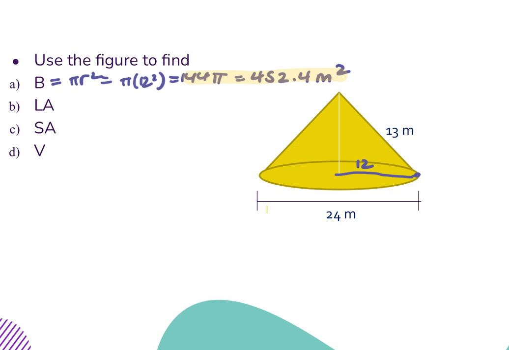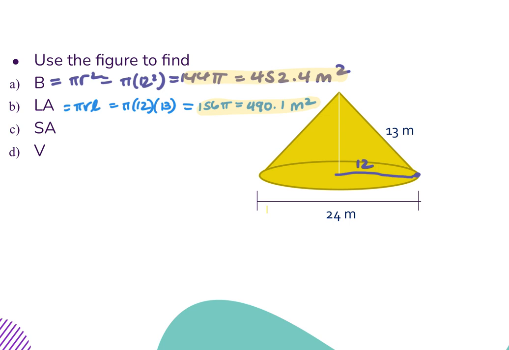Lateral area, pi r L. Pi, radius is 12. L is that slant height, which is also given, and that's 13. 156 pi, or 490.1. Questions on that one?